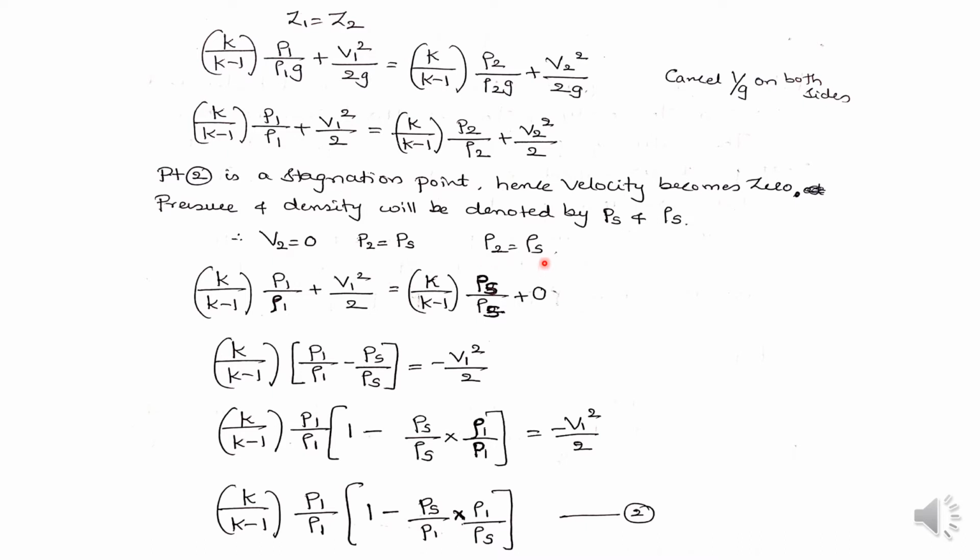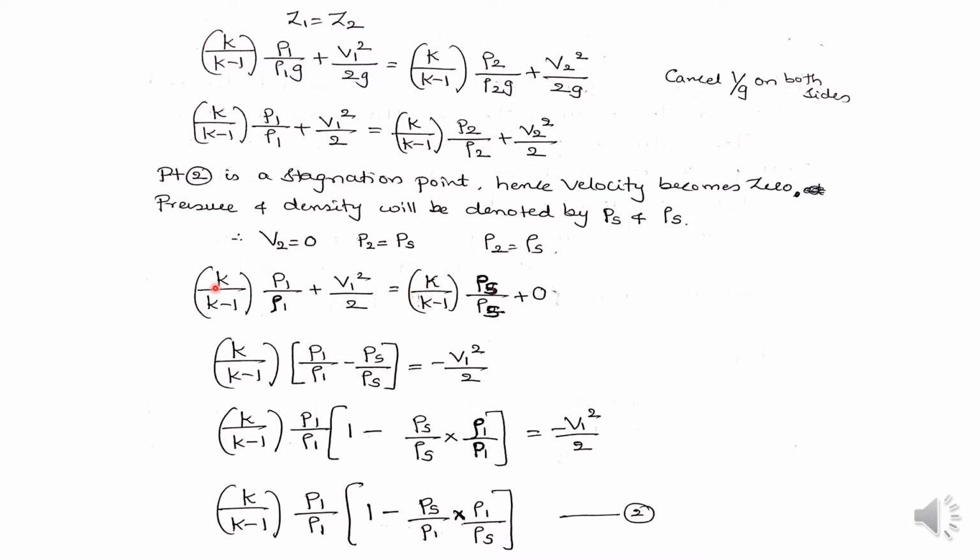At the stagnation point, we are going to denote this density as stagnation density and pressure as stagnation pressure. For that purpose, P2 is replaced by PS, and rho 2 is replaced by rho s. Now we will substitute these values in this equation.